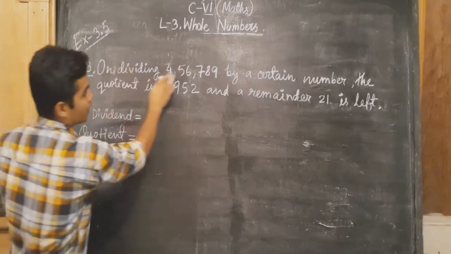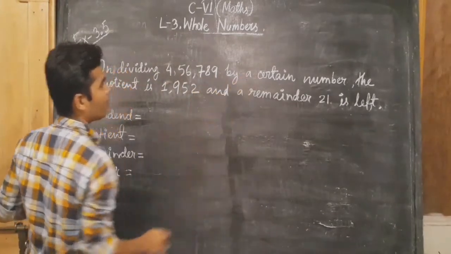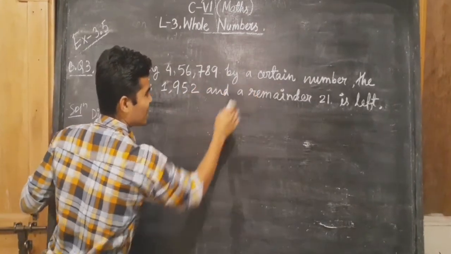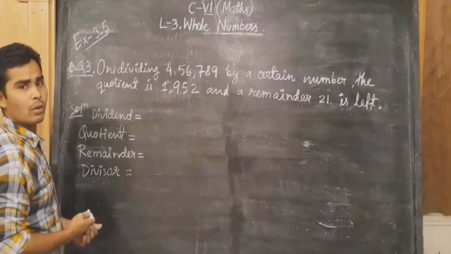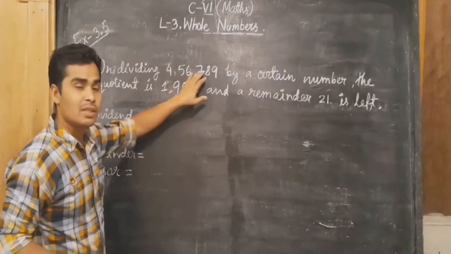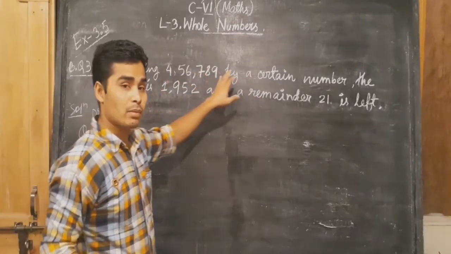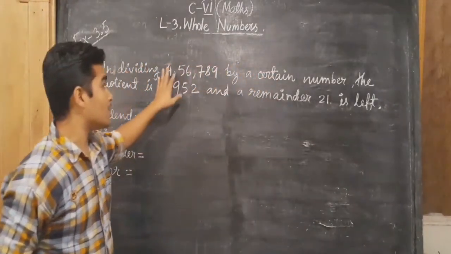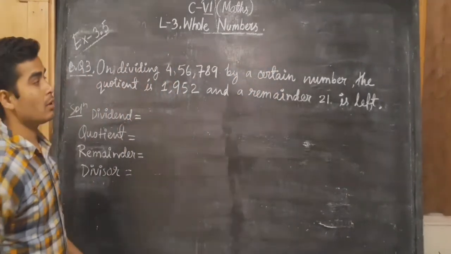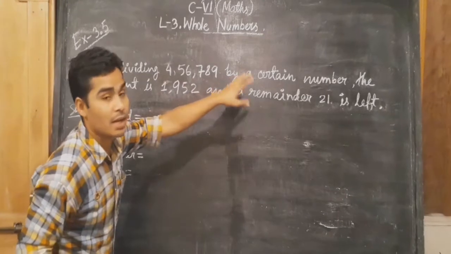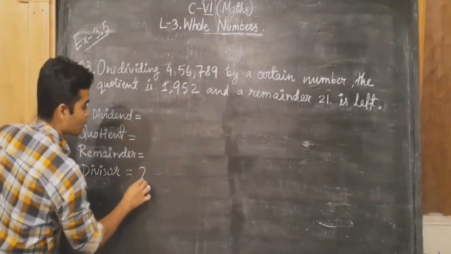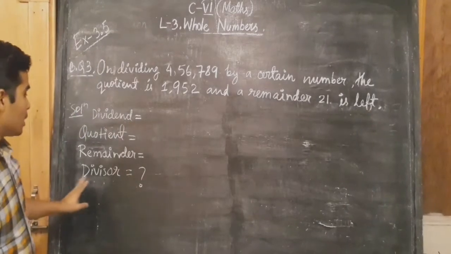On dividing this number by a certain number, that means we are going to divide this number by a certain number. By which number? We don't know. The number we divide is called the dividend. That means this is our dividend. By which number we divide the dividend is called the divisor. But by which number we divide this number, we don't know. By a certain number. So the divisor we don't know. So that means we have to find the divisor.